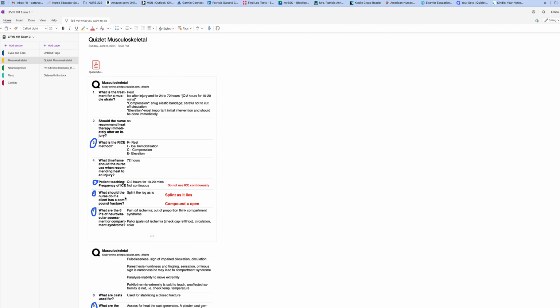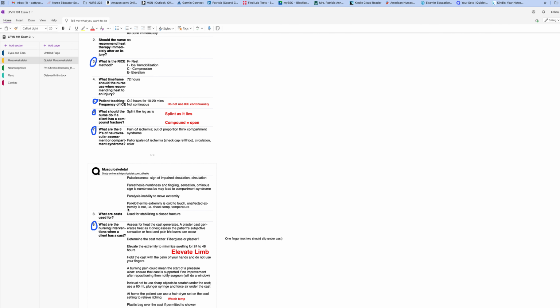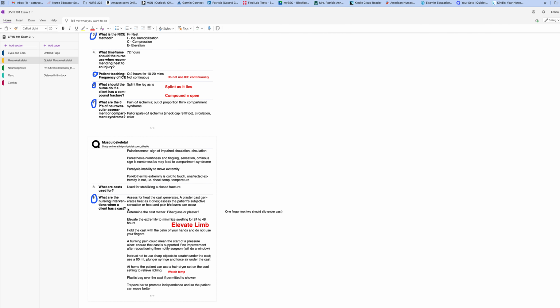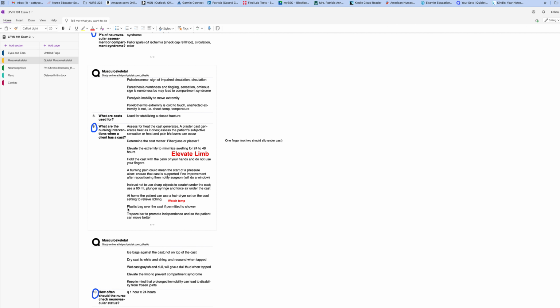Cap refill should be less than 3 seconds. All right. Poikilothermia refers to the temperature. Usually it's cold to touch. So you want to know that. Make sure you know the 6 P's.